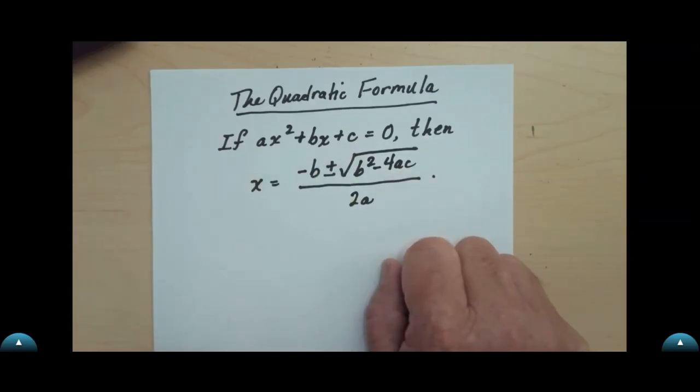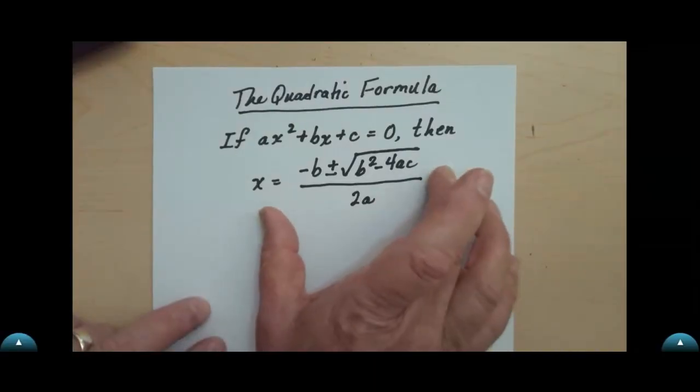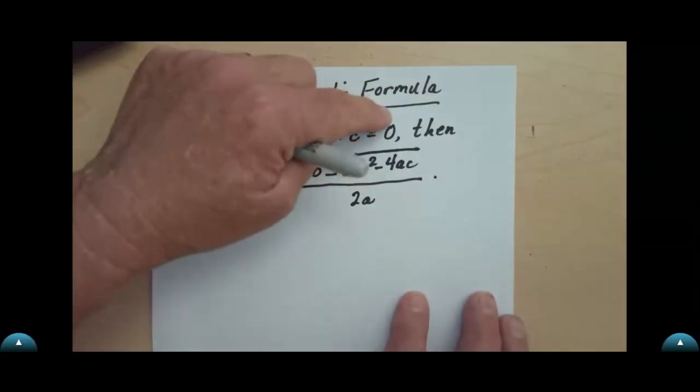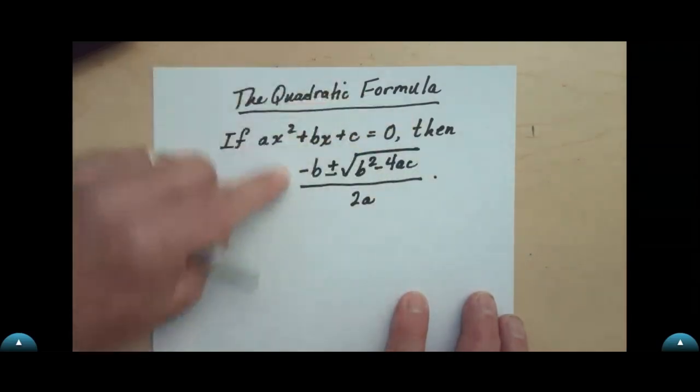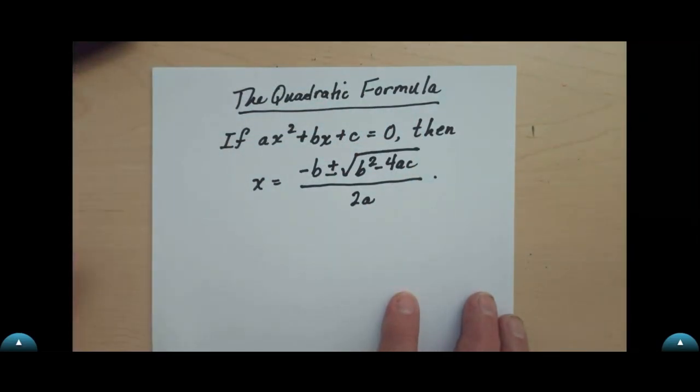C, whatever your constant term is, you plug it into the formula here. Once you plug that in, then you would just need to do the arithmetic to simplify this to find the solutions to the equation. So we'll see how the formula works. We're going to work through a couple of examples here so you can see how you use the formula.